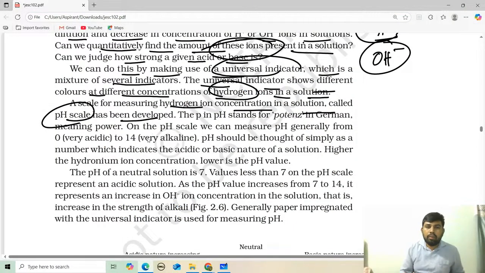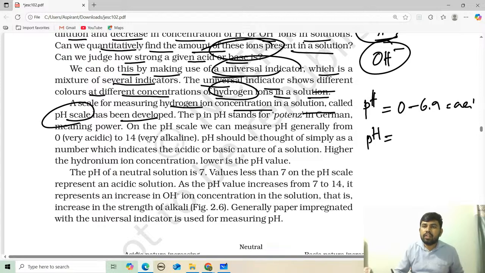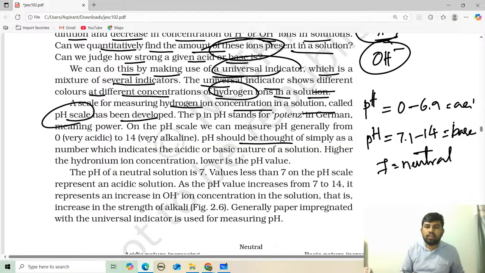Now see, remember here again, if pH is 0 to 6.9, it will be an acid. Similarly, if pH is 7.1 to 14, it is a base. Exactly 7 you call neutral, remember. So pH should be thought of simply as a number which indicates the acidic or basic nature of solutions.